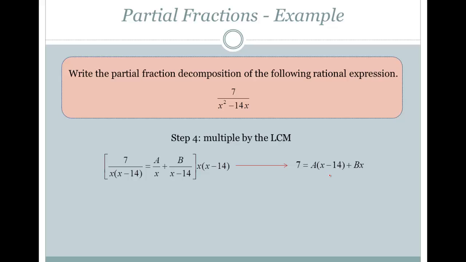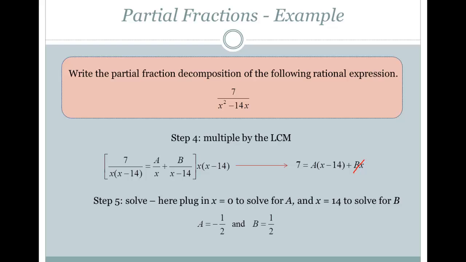I can plug in x values to solve for A and B. If I plug in 0, it allows me to solve for A, and if I plug in 14, I'm going to solve for B. Notice that when I plug in x equals 0, this term goes away and I'm left with just A. If I plug that in, I see that 7 is equal to negative 14A, so A should be equal to negative one half. Then when I plug in 14, that term goes away, and I should see that B is equal to one half. Make sure you pause it and work it through here.